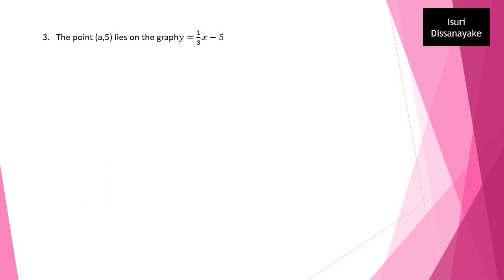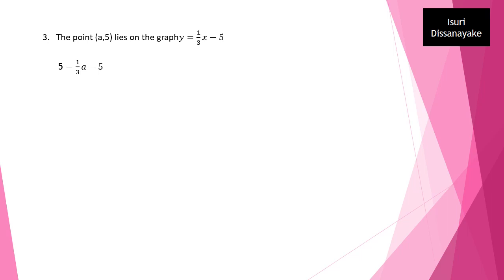Next one. The point a, 5 lies on the graph y equals 1/3 x minus 5. So this one is for you. You try and work it out. You have to input a. So your output needs to be 5.